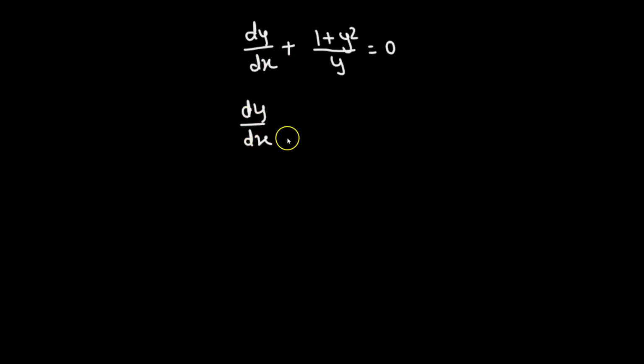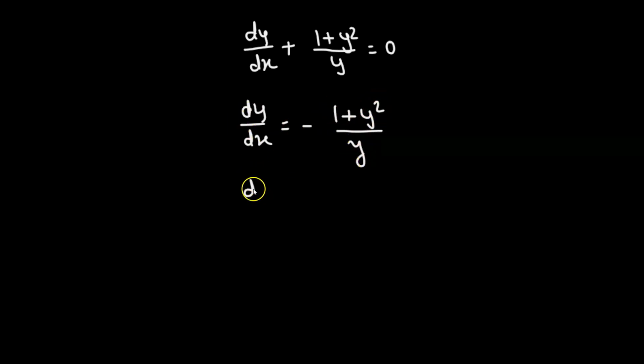So we have the differential equation given by the derivative of y with respect to x plus (1 plus y squared) whole divided by y is equal to 0. So let's write the differential equation in terms of dy over dx. So dy over dx will be equal to negative (1 plus y squared) whole divided by y.